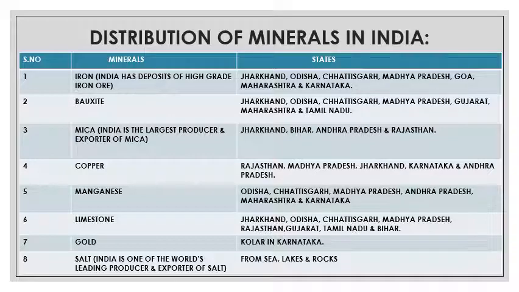Next is copper, and the states in which copper is found are Rajasthan, Madhya Pradesh, Jharkhand, Karnataka and Andhra Pradesh. Next mineral is manganese, and it's found in Odisha, Chhattisgarh, Madhya Pradesh, Andhra Pradesh, Maharashtra and Karnataka. Next is limestone, and it's found in Jharkhand, Odisha, Chhattisgarh, Madhya Pradesh, Rajasthan, Gujarat, Tamil Nadu and Bihar.